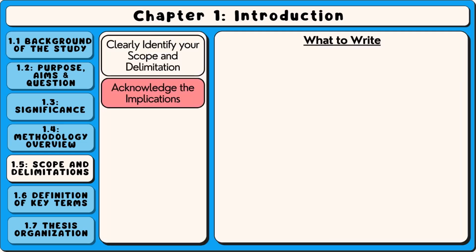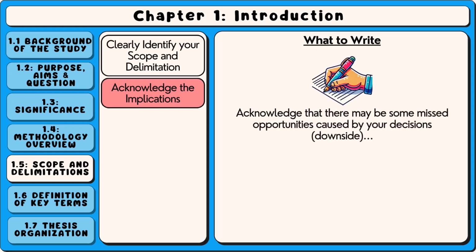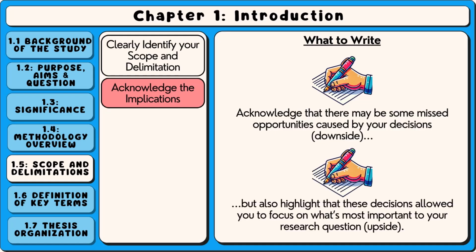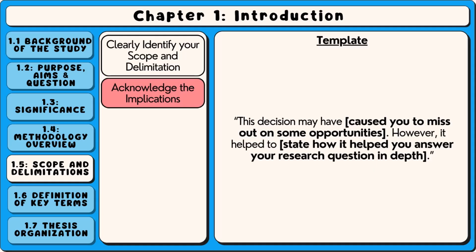Next, you want to acknowledge the implications of your choices. So here, you would write that there may be some missed opportunities caused by your decision, which would be our downsides. However, you would also highlight that the scope and delimitations decisions allowed you to focus on what's most important to your research question. This is the upside of clearly defining your study's scope and delimitations. Here's a template. You could write, the decision may have caused you to miss out on some opportunities, and you would name these opportunities. However, it helped you to, and then you would state how it helped you answer your research question in greater depth.